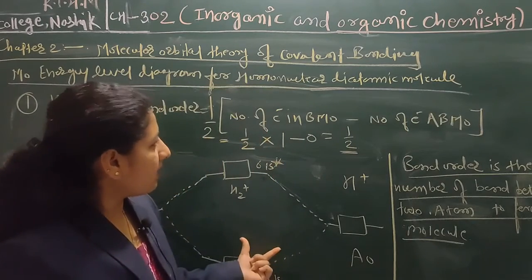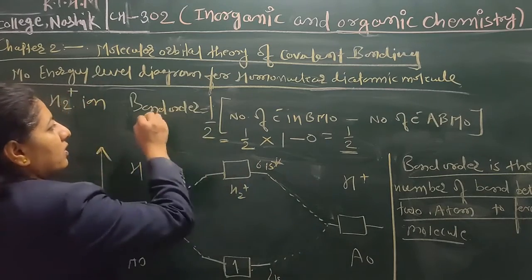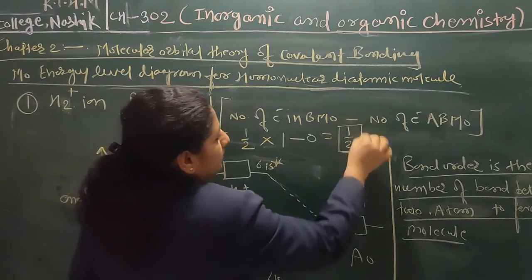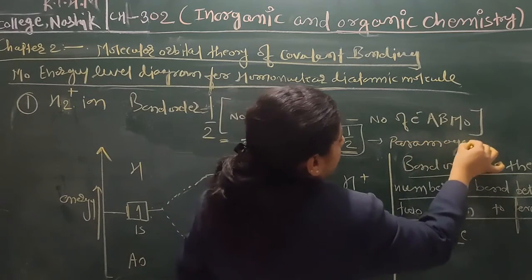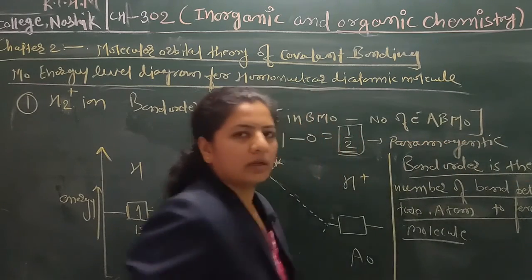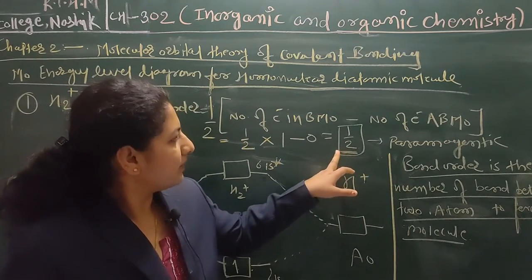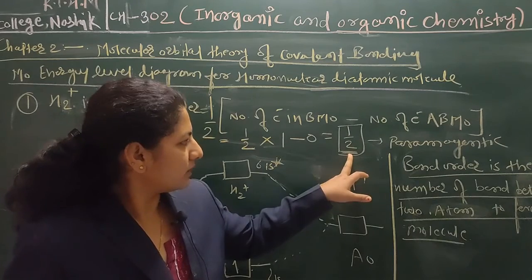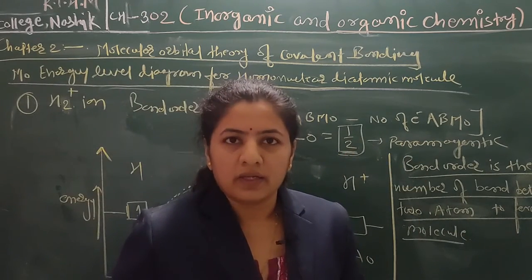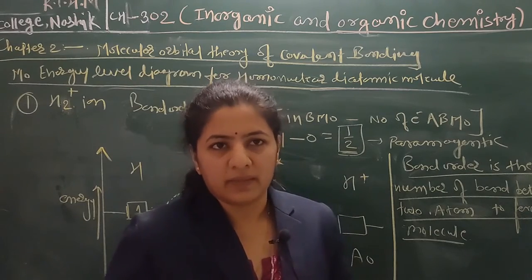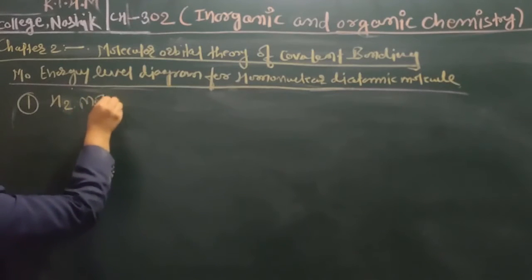So this is all about the formation of the H2 plus ion. The bond order of this H2 plus is a half. So it is paramagnetic, because it has an unpaired electron, meaning there is a spin in it. That's why the H2 plus ion is paramagnetic. Now let's discuss the next, the H2 molecule.